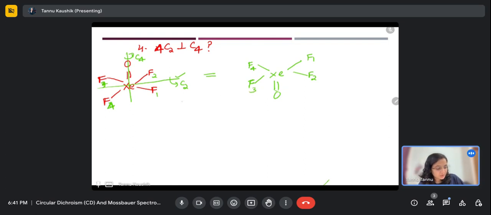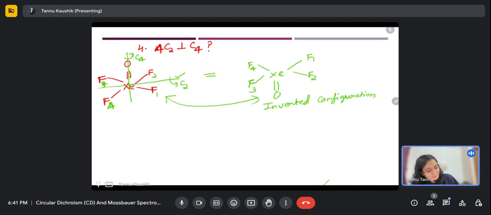F3. So these two configurations are not equivalent. That is, these are not superimposable. This is not an equivalent configuration. Instead, we are getting an inverted configuration. So this molecule doesn't have a C2 axis perpendicular to the C4 principal axis. So the molecule doesn't have 4 C2 perpendicular to C4.